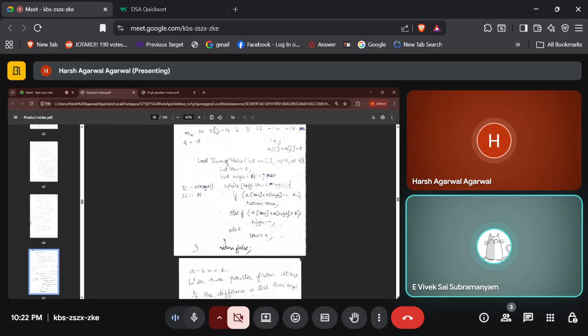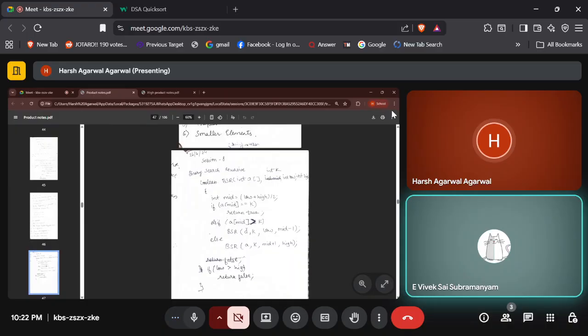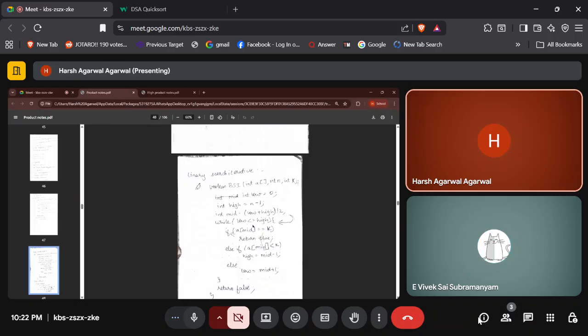Leave it off. Then what is it? Binary search recursion. Okay, the same binary search we'll use, but in the form of recursion, where we'll call the function again and again.